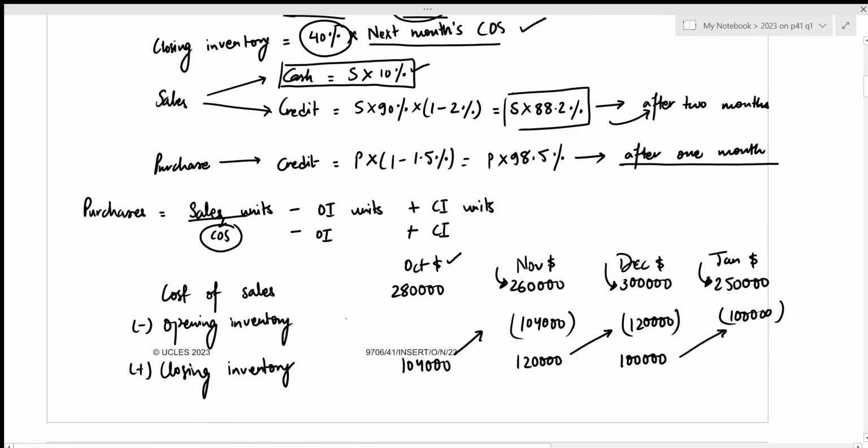Now, the one missing thing is the opening inventory for the month of October. So we can understand this as the closing inventory for the month of September, right? And whenever we're calculating the closing inventory, that is just going to be 40% of next month's cost of sales. So the closing inventory for the month of September is just going to be 40% of 280,000, which results in 112,000. Now we already have our cost of sales, opening inventory, as well as the closing inventory, so we can figure out the purchases for the month.